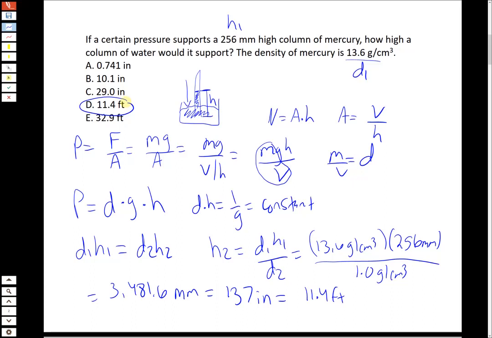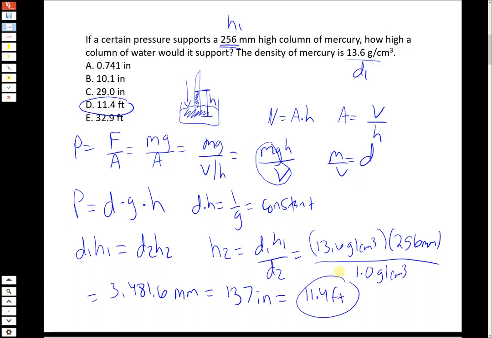So we had to also convert it into the two different units, inches and feet, to be able to get that. Alternatively, we could have converted H1 here, the height of the mercury column, into inches first, and then we could have solved directly for inches. So there's a couple ways of doing that, but you have to get to the right units as well for this problem. But 11.4 feet is the correct answer, and that's one of our choices there, D.